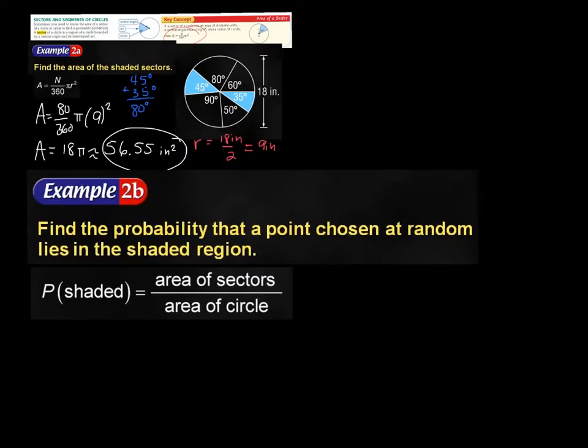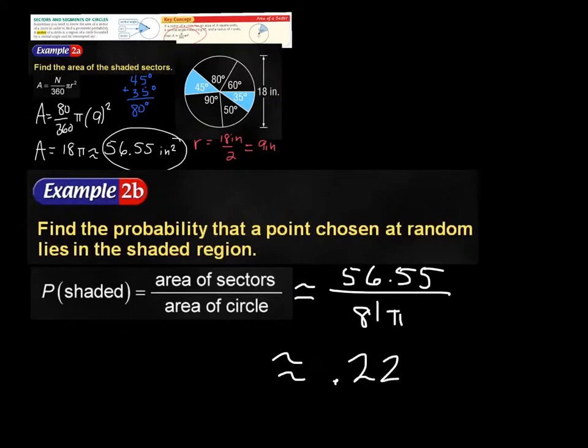Find the probability that a point chosen at random lies in the shaded region. Now you already have the area of the sectors, about 56.55. The area of the whole circle would be pi r squared, so 81 pi. And then we type that into the calculator to get an approximate answer. We get about 22 hundredths.